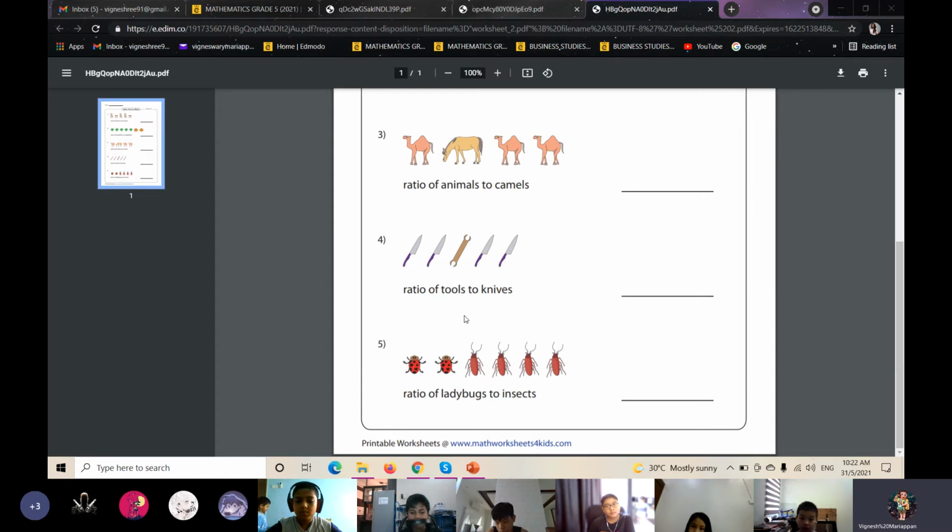Hello. 2 to 6. 2 to 6. Very good. So the four more is what? Cockroach, right? Yes. Also is an insect. Ladybugs also is an insect. So 2 to 6. Very good.